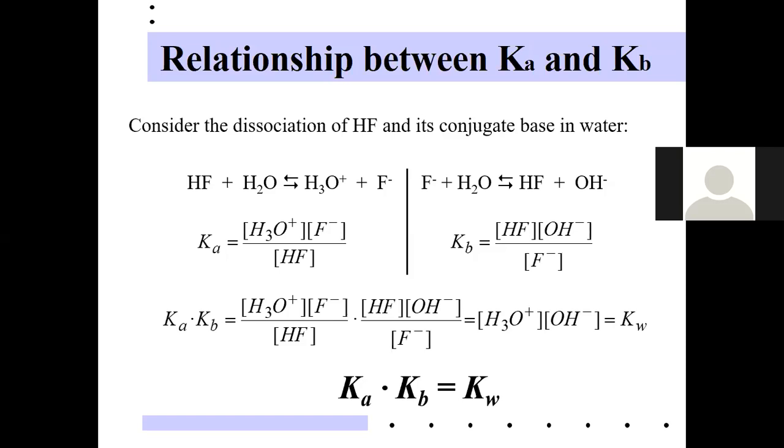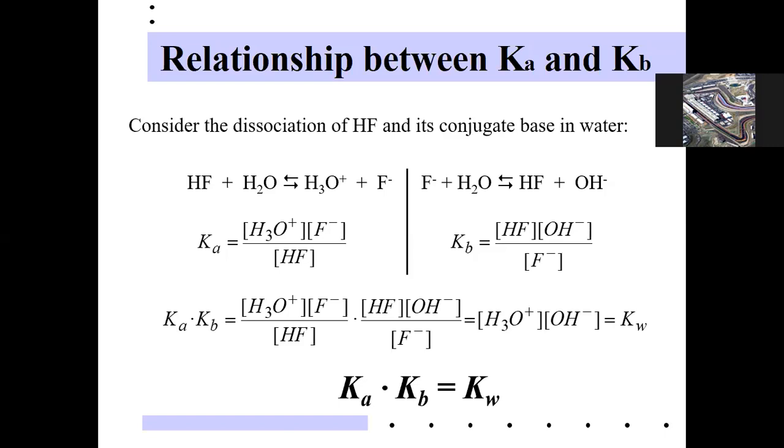But please understand, this is not just some randomly picked acid and some randomly picked base. This is an acid and then its conjugate base, or a base and its conjugate acid. They have to be conjugates for this to work out. All right, so make sure you highlight that equation at the end. Ka times Kb equals Kw.